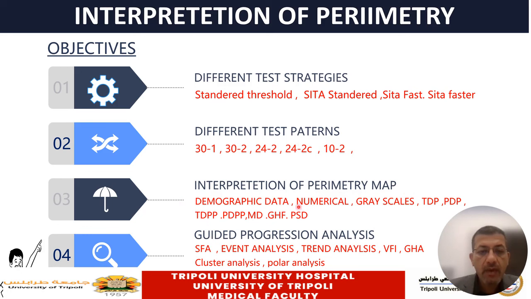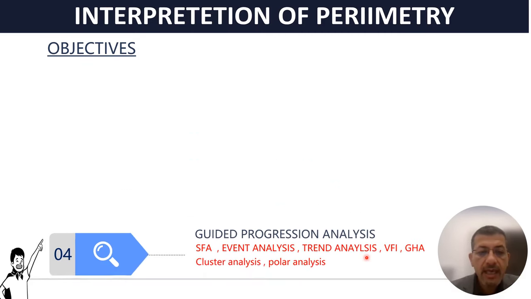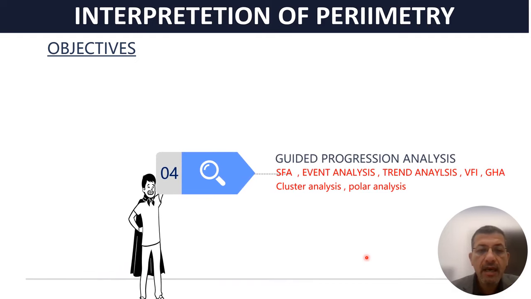And now we come to the last session, which is the guided progression analysis, either in Humphrey visual field or in Octopus. In Humphrey, the guided progression analysis uses event analysis and trend analysis, and in Octopus perimetry it is the polar analysis and the cluster analysis. This is a very important session, and this is the last session, and we will go step by step to understand this terminology.